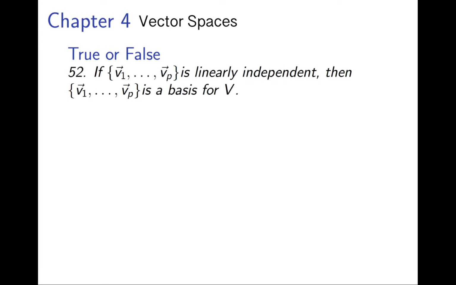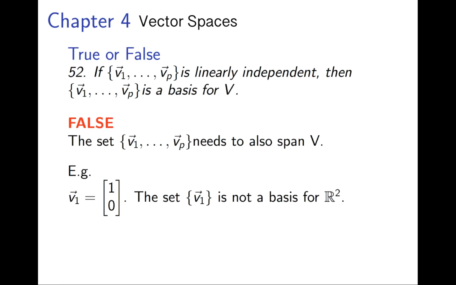Number 52. If V1 through Vp is linearly independent, then V1 through Vp is a basis for V. This is false, right? There's two conditions to be a basis. You need to be a linearly independent set, but you also have to span the vector space. If V1 through Vp doesn't span V, then it's not a basis. So for example, the set V1, which is just 1, 0, is linearly independent, but it is not a basis for R2.